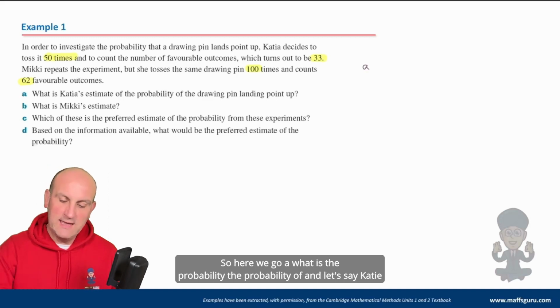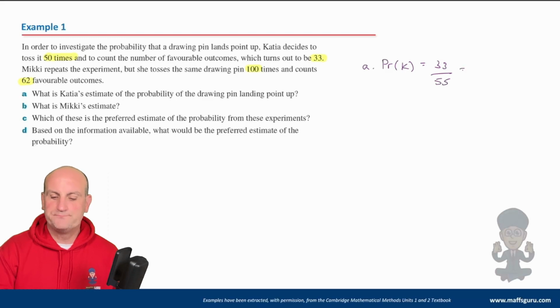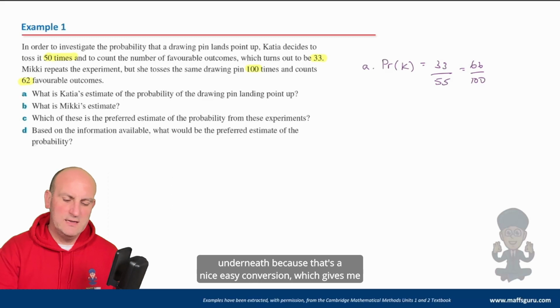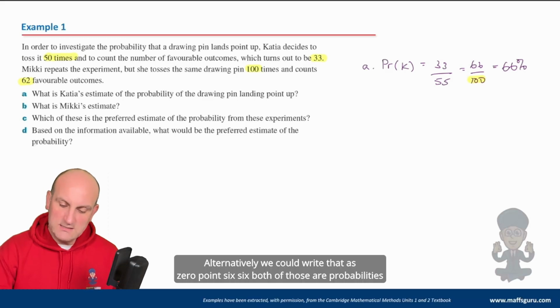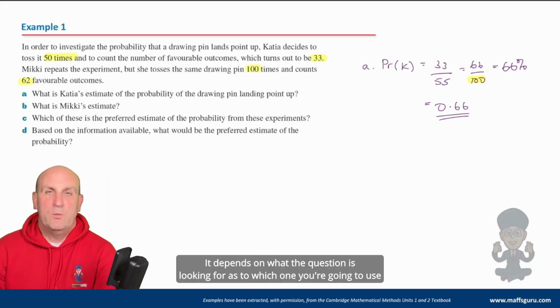So here we go. A. What is the probability? The probability of, and let's say Katia, is given by, well, how many did she get? She got 33 on 55. That's 66 on 100. Why do we like the 100 underneath? Because that's a nice easy conversion, which gives me 66%. Alternatively, we could write that as 0.66. Both of those are probabilities. It depends on what the question is looking for as to which one you're going to use.